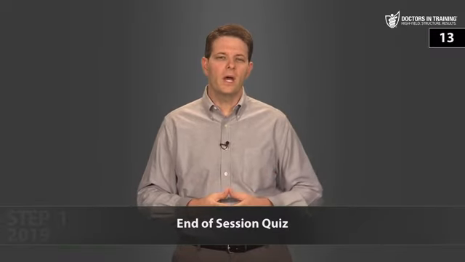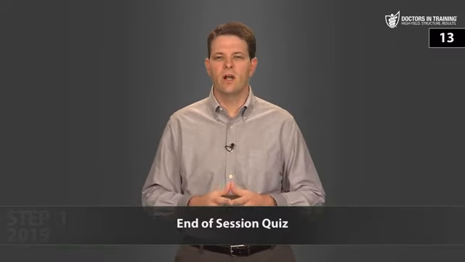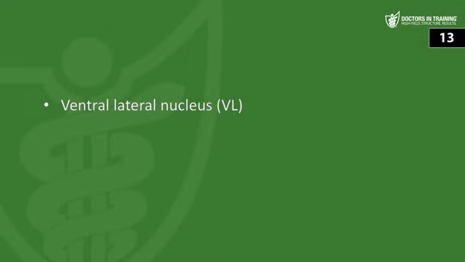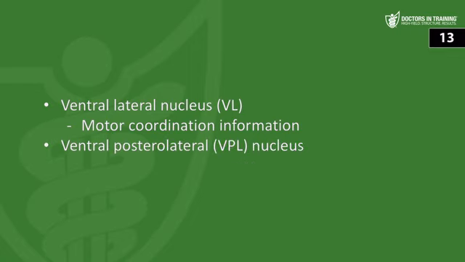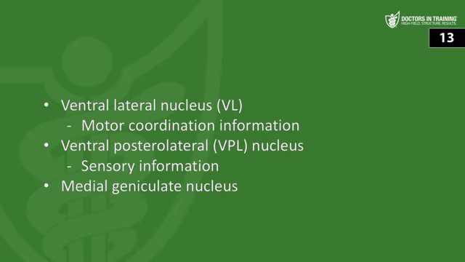First question, what kind of information is relayed by each of the following thalamic nuclei? The ventral lateral nucleus relays motor coordination information from the cerebellum to the motor cortex. The ventral posterolateral nucleus, or VPL, relays sensory information from the body to the primary sensory cortex. And the medial geniculate nucleus relays auditory information from the inferior colliculus to the auditory cortex. Remember, M for music. Remember, the lateral geniculate nucleus relays visual information.